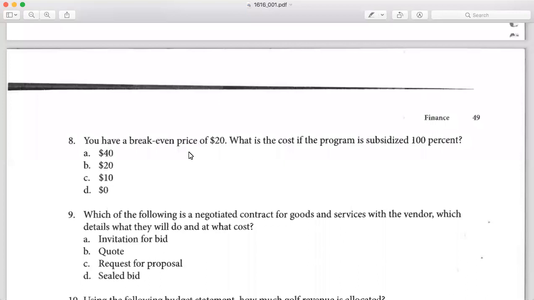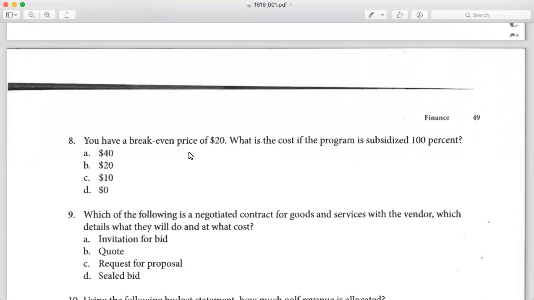Which of the following is a negotiated contract for goods and services with the vendor, which details what they will do at what cost? All right, everybody's choosing C. That's good. It is a request for proposal.